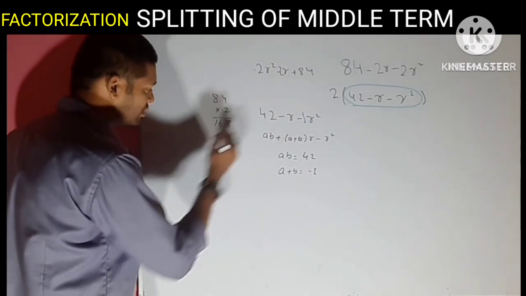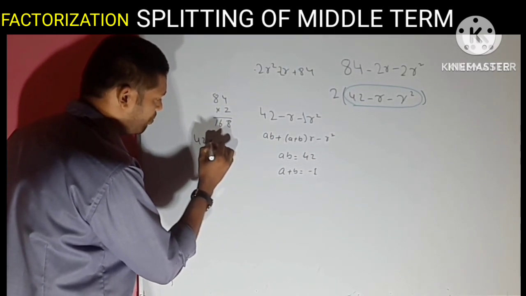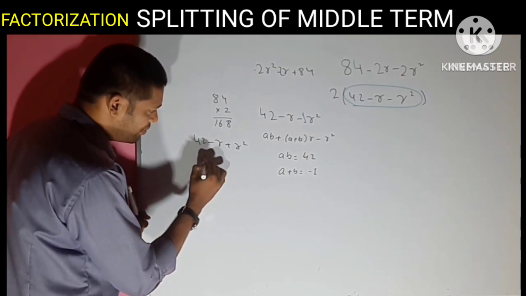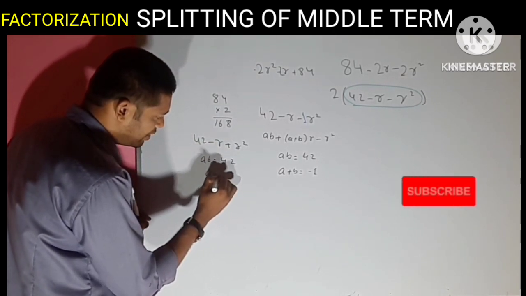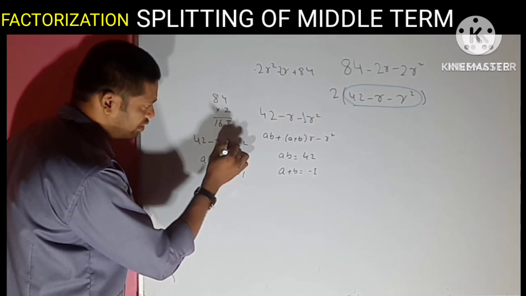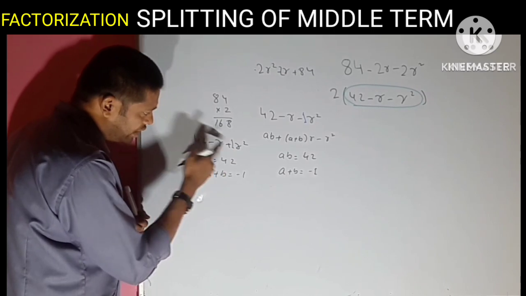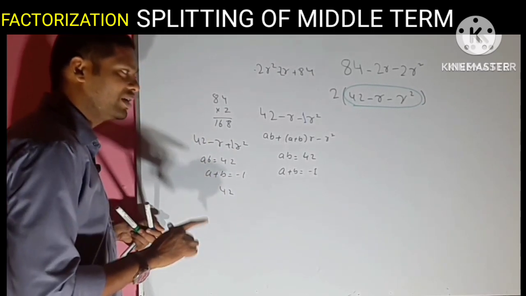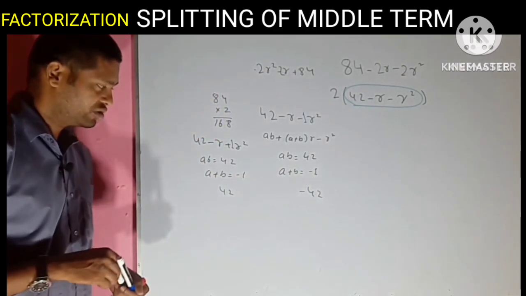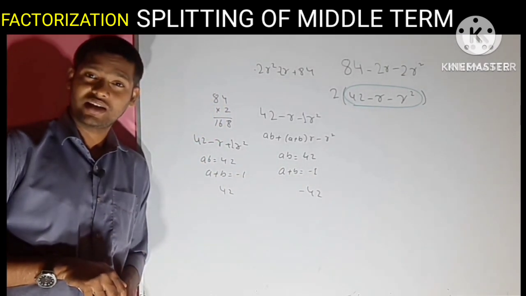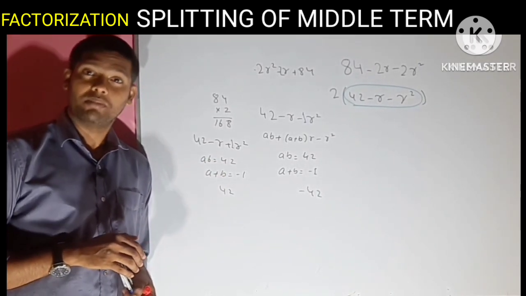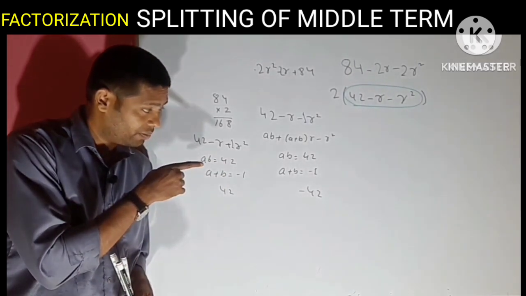Just for example, the same question: 42 minus r plus r square. Here AB is equal to 42, A plus B is equal to -1, and the coefficient of r square is plus 1. If I multiply 1 into 42, it is 42 only. But here -1 into 42 is -42. It's a great difference. The whole answer is going to change because minus is there. I told you it's a very dangerous thing, mark it with a red pen.